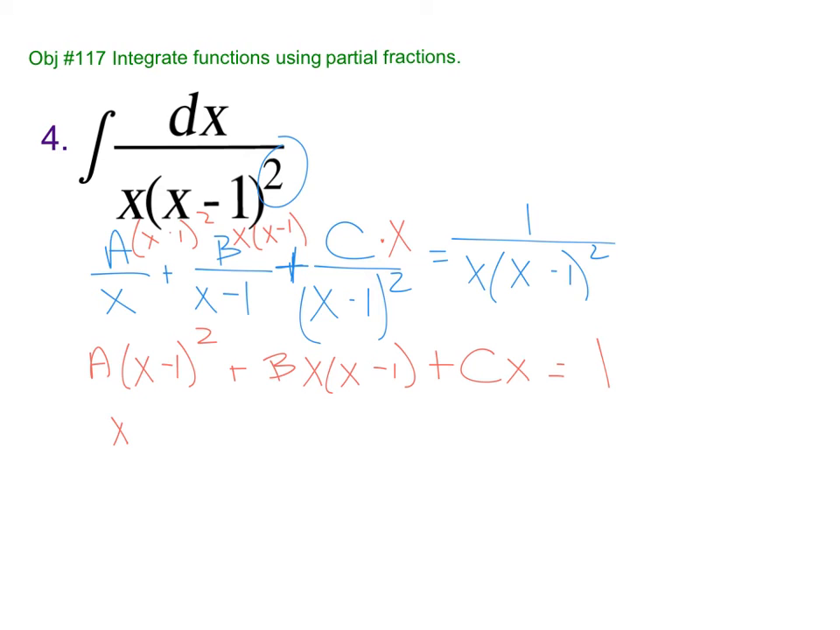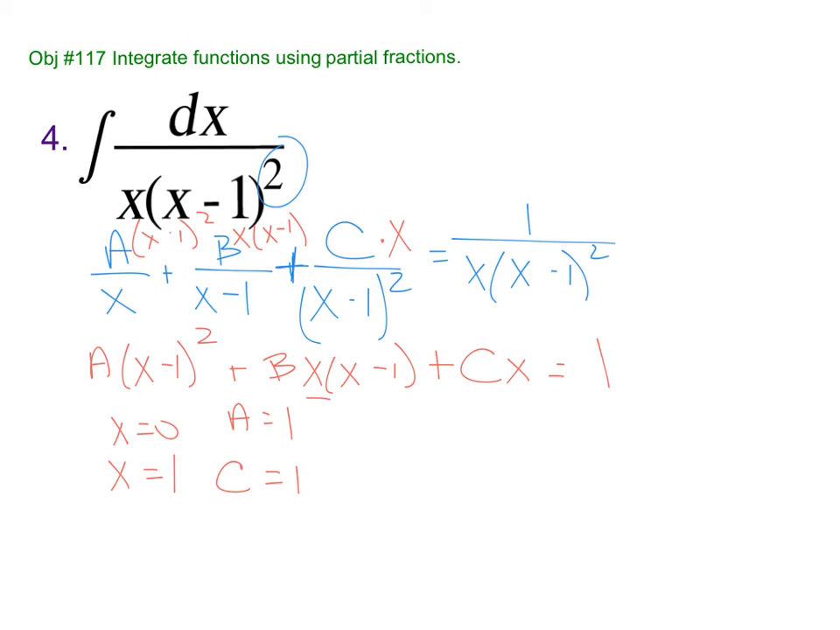I'm going to start with x equals 0, because that makes my B and C cancel out. That leaves me with A equals 1. And then let's let x equal 1. So there A and B cancel out, C equals 1.